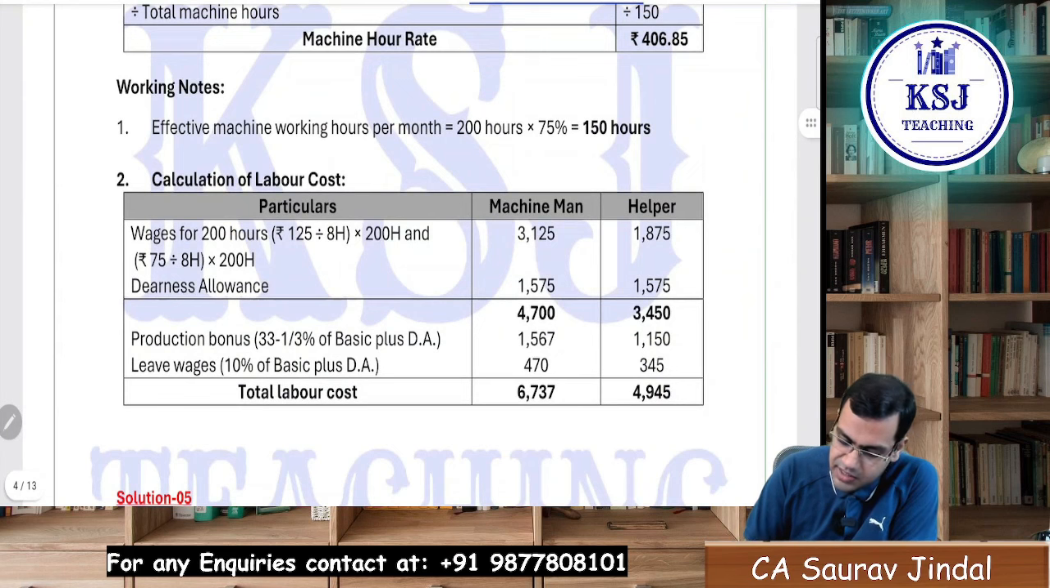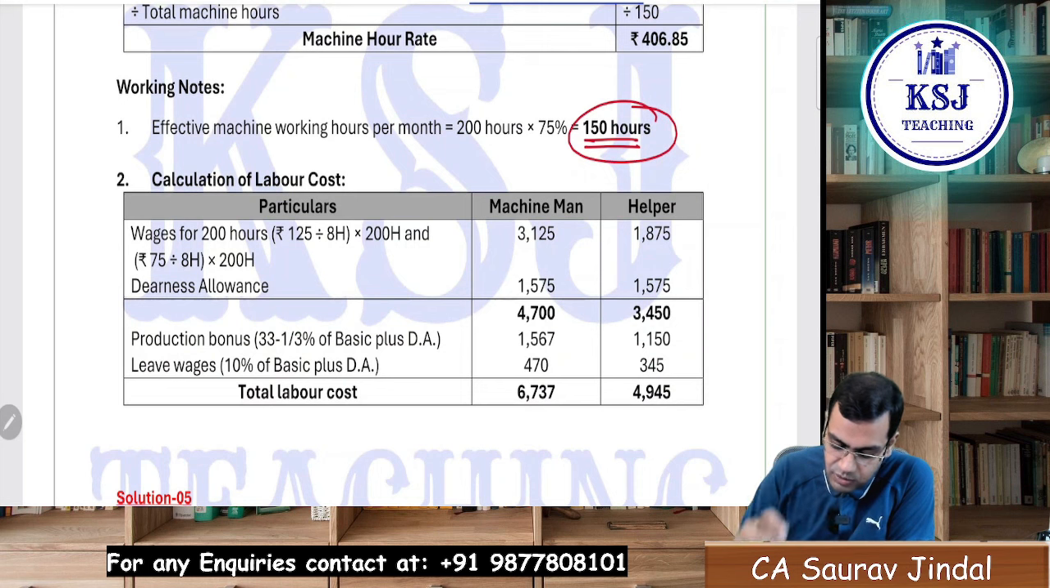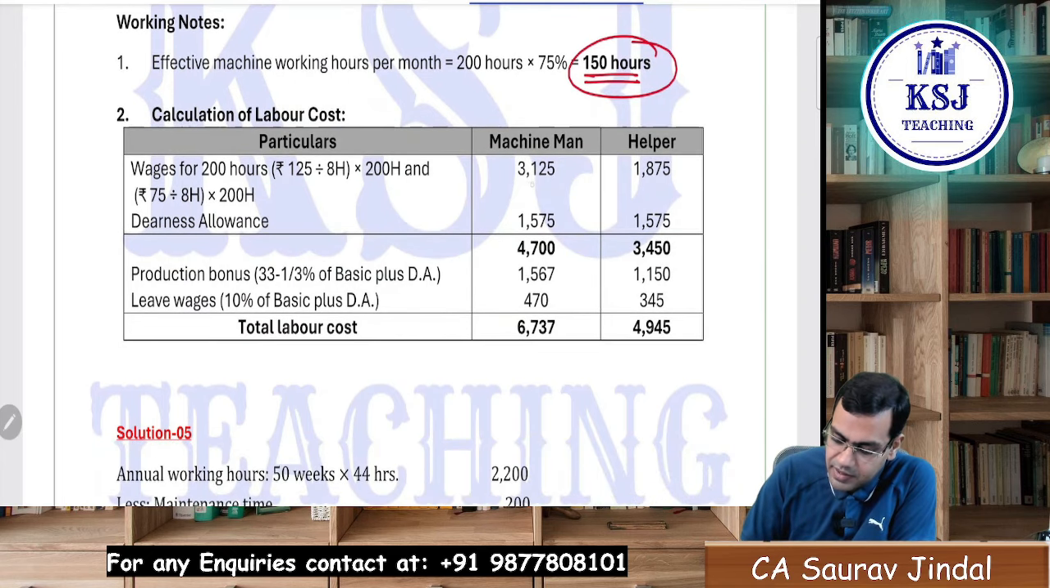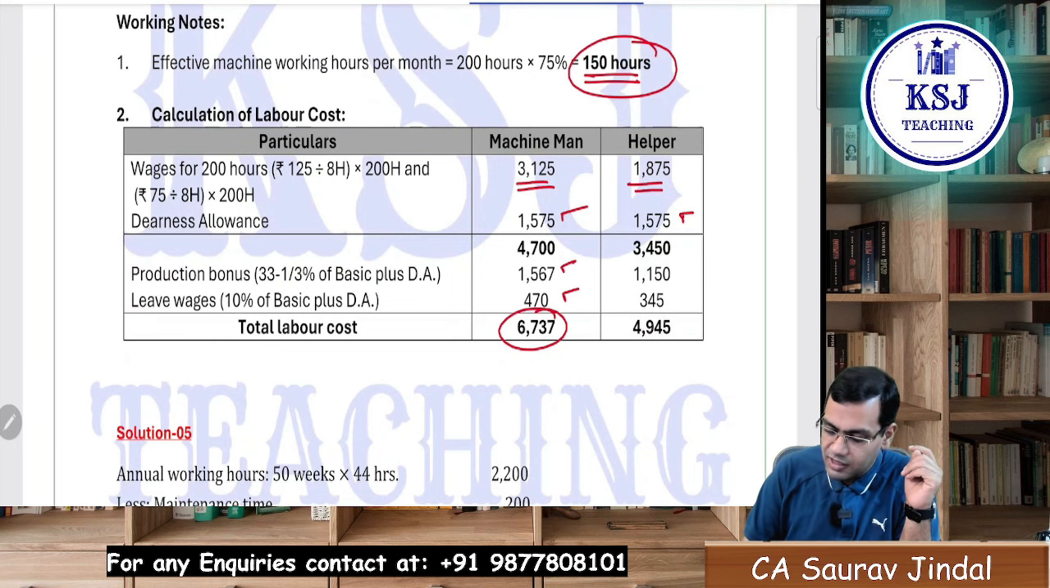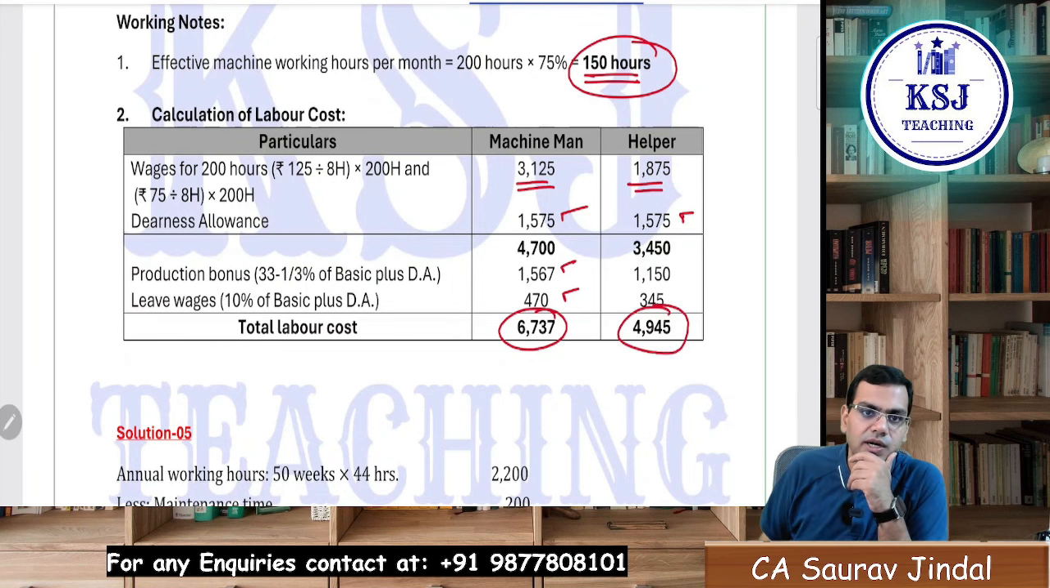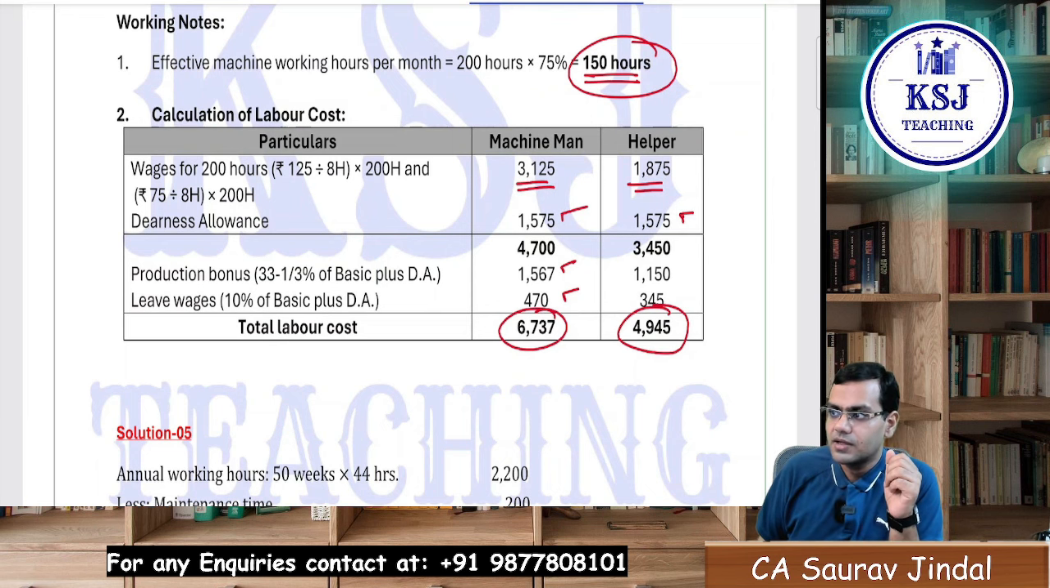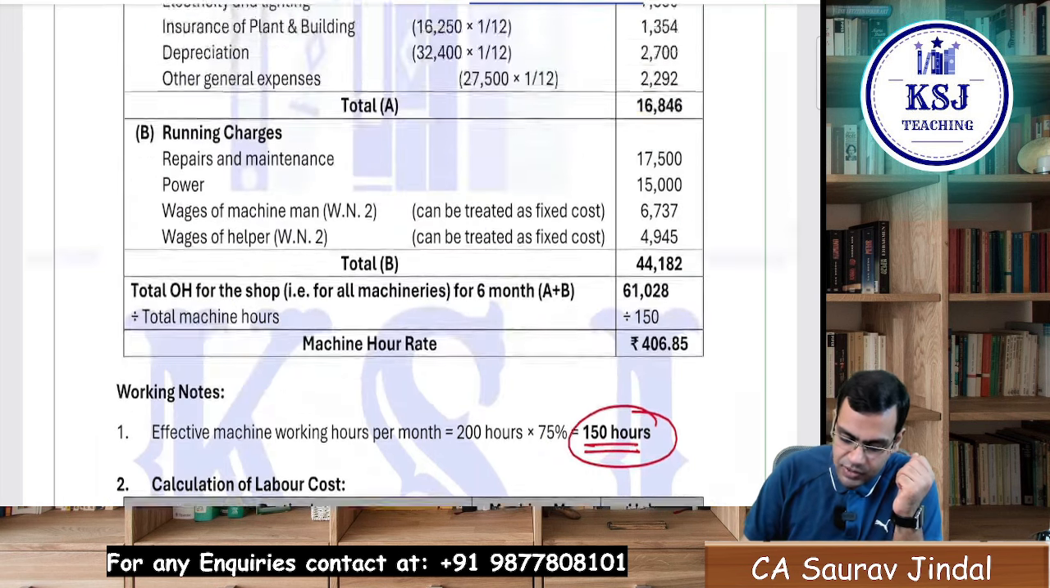The effective machine hours here is 150 hours that we have already calculated, sir. Right? Calculation of labor cost, machine man and helper, 3125, 3125. DA allowance to be paid, production bonus 1/3 plus leave wages, 6737. This we have calculated, sir. Right? Similarly, for the helper you can calculate, that is 4945. Any doubts? Clear, sir?